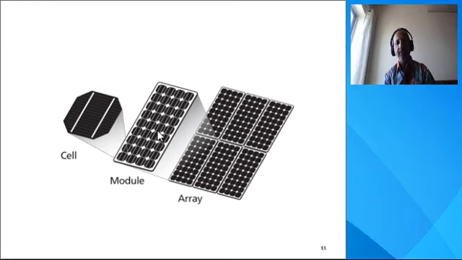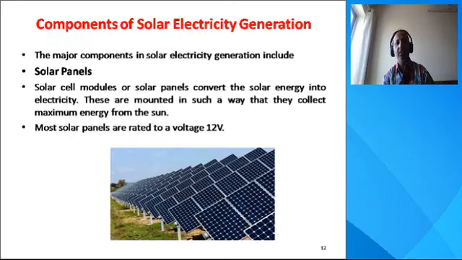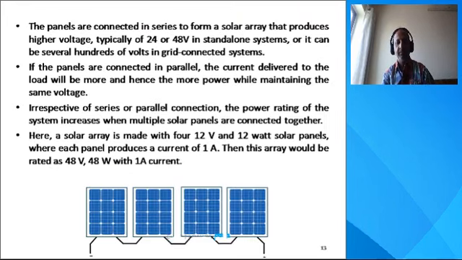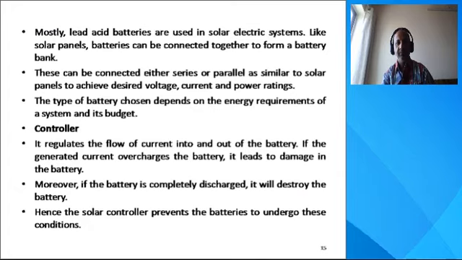Further, to obtain higher voltage and higher power rating, these modules can also be connected in series and parallel combinations as per requirement to form solar PV arrays. So we can form solar PV arrays by connecting the modules in series or parallel as per our requirement. Now, components of solar electricity generation. So we can see a diagram here.